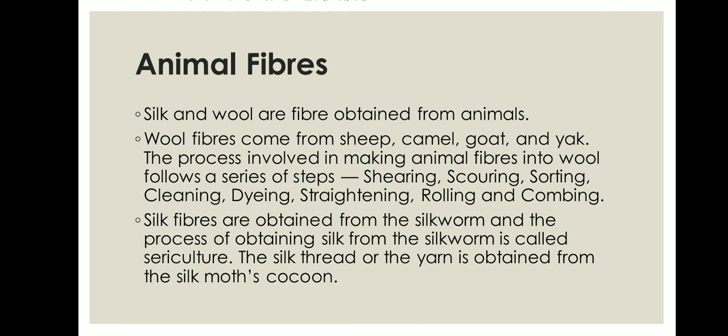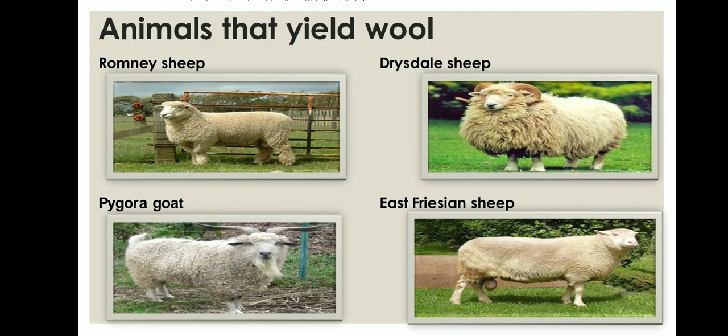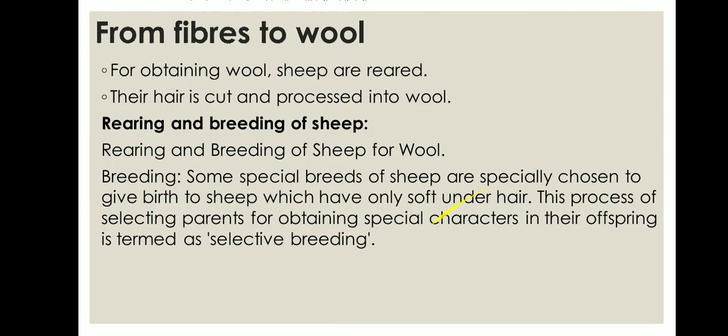And the silk thread or the yarn is obtained from the silk moth's cocoon. See here some pictures of the wool yielding animals, sheep, right? Now, how do we obtain fibers from the wool? Wool is an animal fiber obtained from the fleece of animals like sheep and goat, etc. Now, what do you mean by fleece? The thick covering of wool on an animal's body, right, is called fleece.